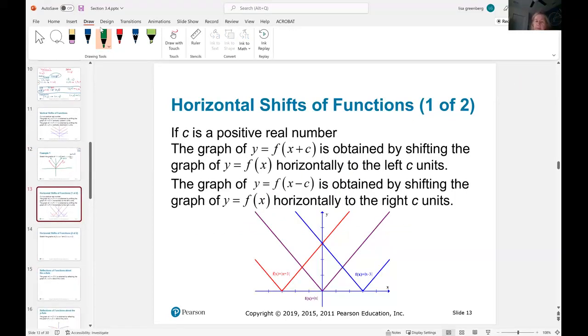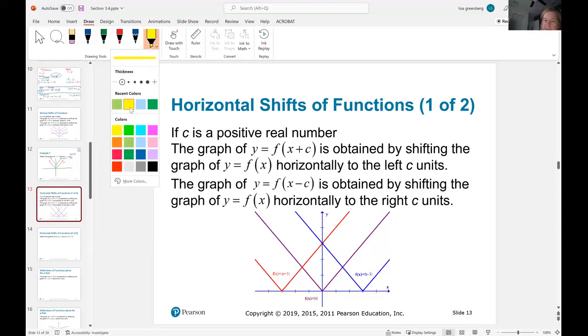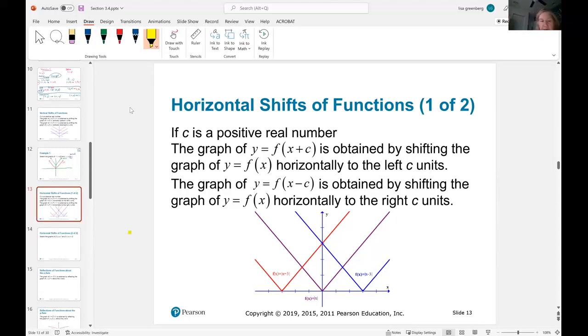So horizontally, again, we said the same thing as this is saying. It's literally telling us the same thing I told you, but let's go over it again. The graph of this is obtained by shifting the graph horizontally because it's inside the function. And remember I said it's opposite. So when you have plus c, it's going to the left. And when you have minus c, it's going to the right, okay?